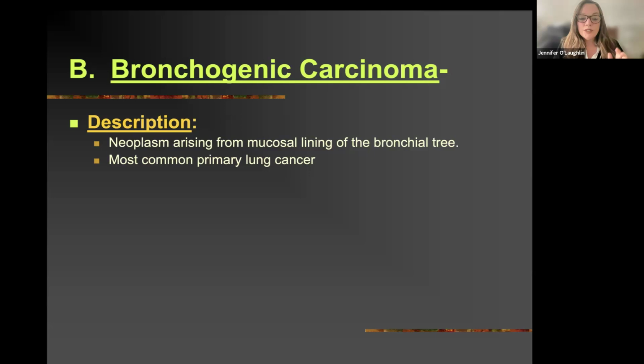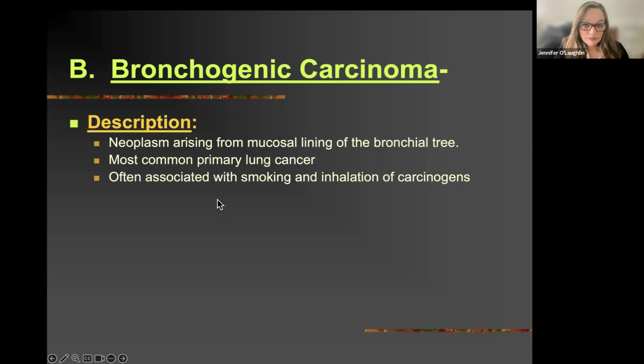I had it 13%. So this is 13% of all cancers diagnosed in the United States are actually bronchogenic carcinoma. So it's fairly common. It's associated often with smoking or inhalation of carcinogens. That doesn't mean that if you don't smoke or inhale carcinogens, you can't get it. But there's a strong correlation between developing bronchogenic carcinoma and smoking or carcinogen inhalation. And that can be things like pollution or industrial fumes, as well as smoking.